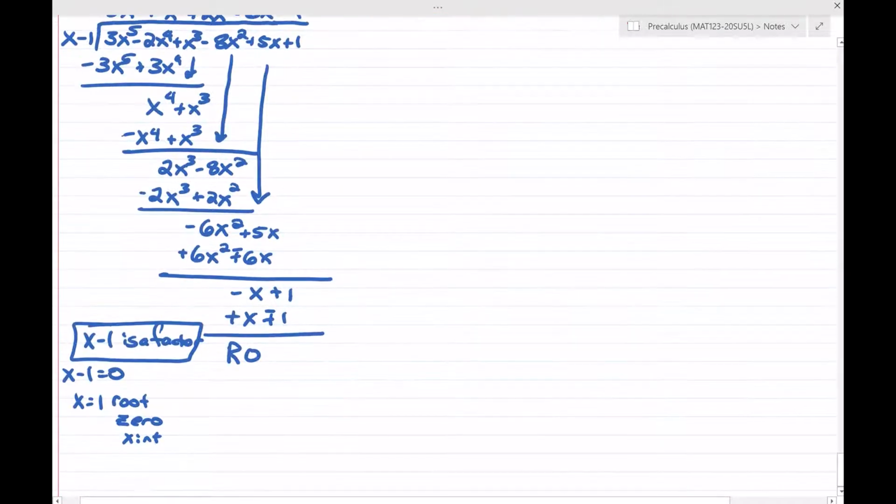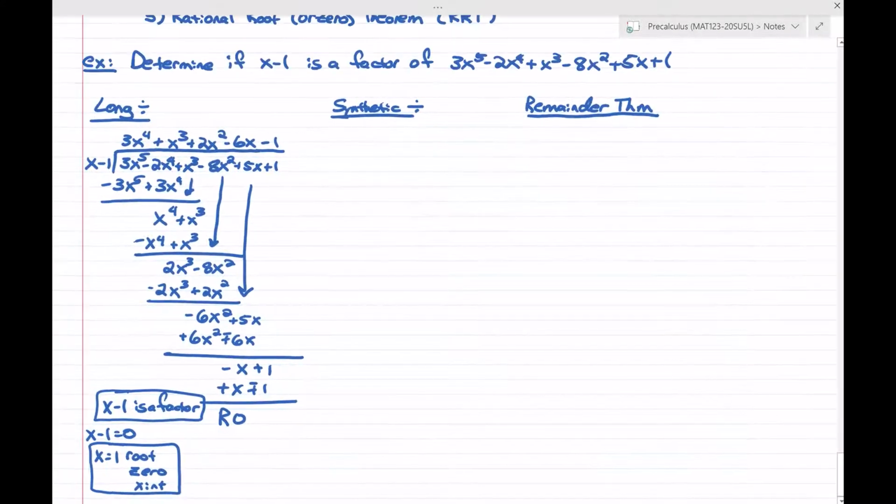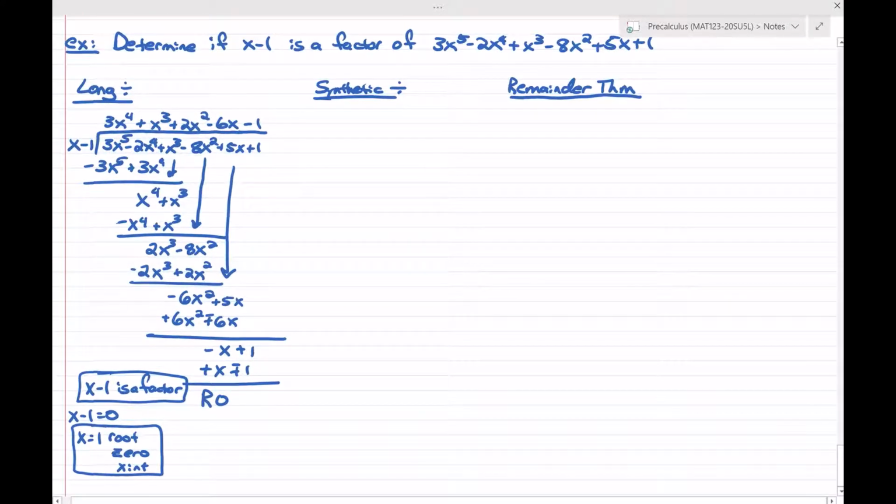So you should be able to go back and forth between factors and x-intercepts and that kind of thing. Just set the factor equal to 0 and you can get the root, 0, or x-intercept. Okay, so now let's do synthetic division. This will be a little bit faster. Instead of using x minus 1, we'll use the root 1.